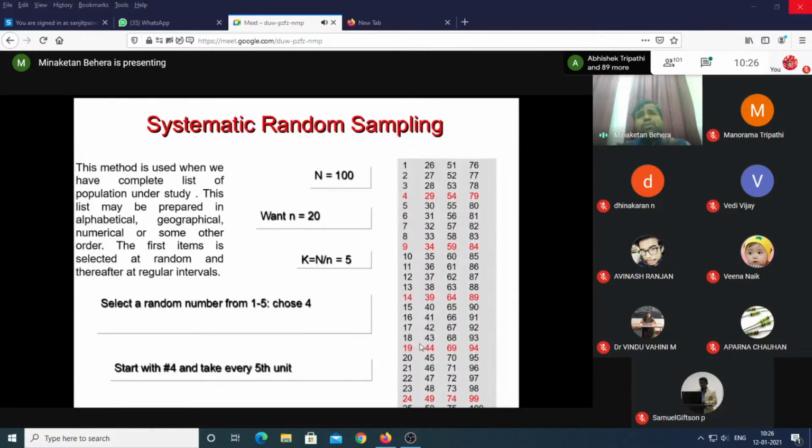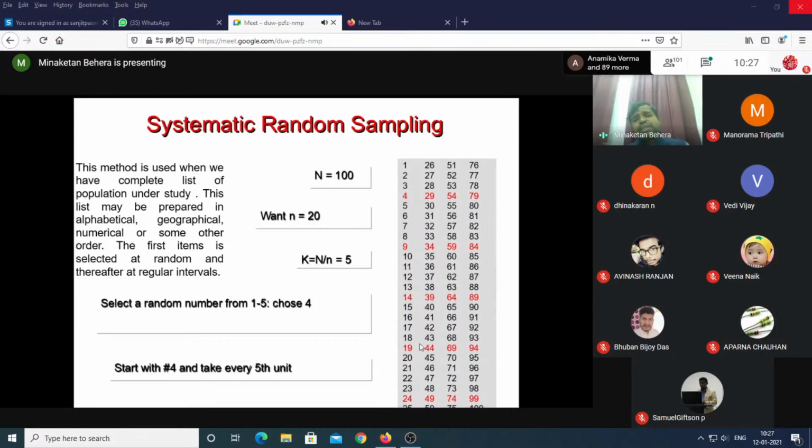So what will you do? Suppose you select the first unit as 4. Then after 5 units, you select 9. Then after 5 units, you select 14. Then after 5 units, you select 19. Then after 5 units, you select 24.